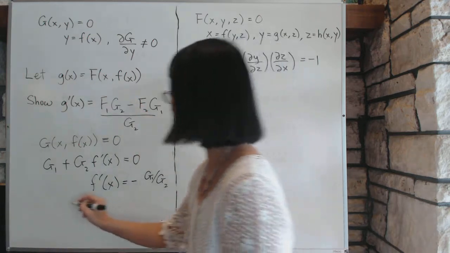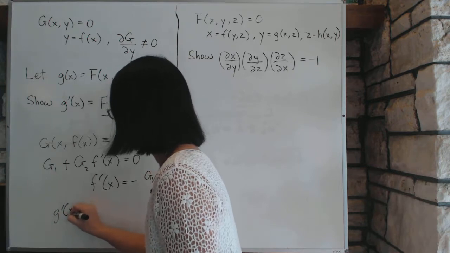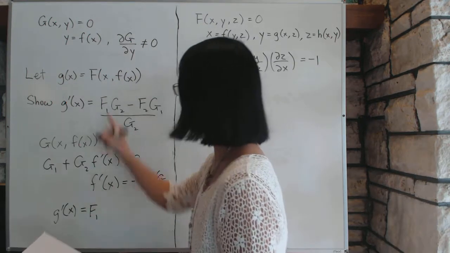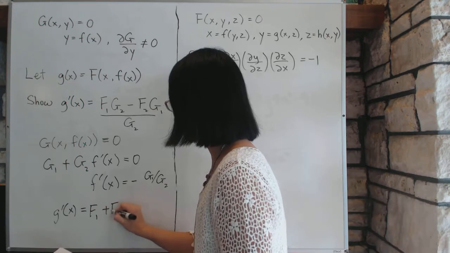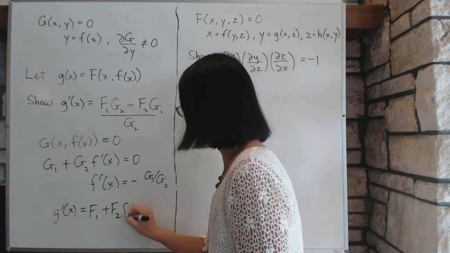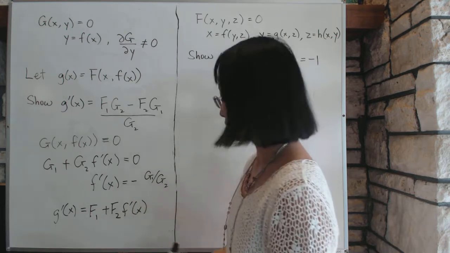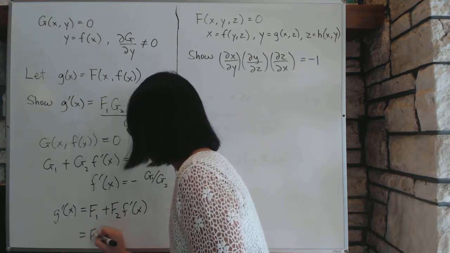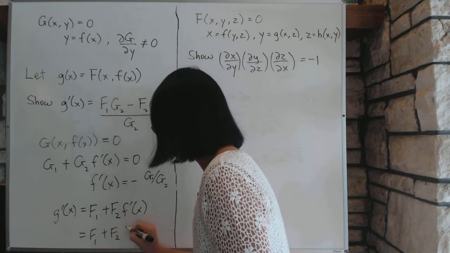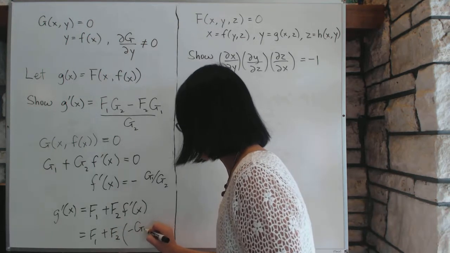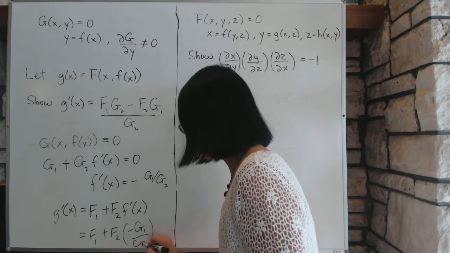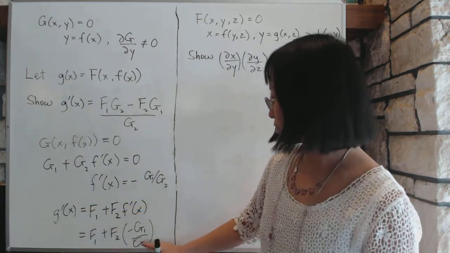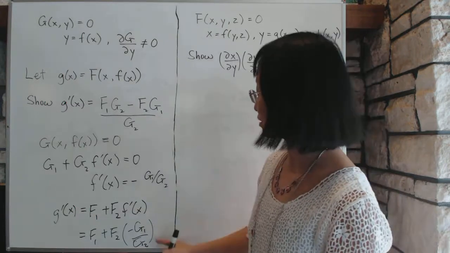And then next, we'll take the derivative of this thing. What is g prime of x? G prime of x, same principle, is equal to f1 with respect to the first position plus f2, and again we multiply by the composite rule f prime of x. Then we substitute f prime in here, which is equal to f1 plus f2 times negative g1 divided by g2. So this relationship here is exactly this one right here, and we're done with this problem.